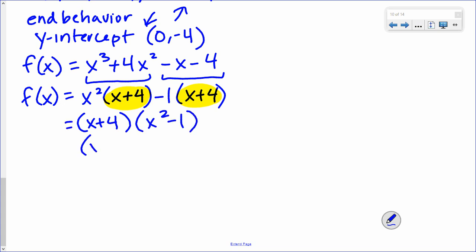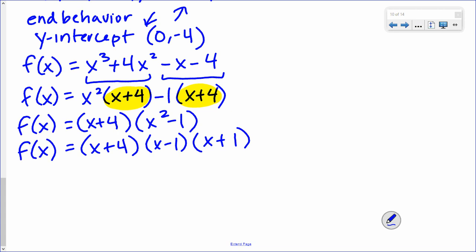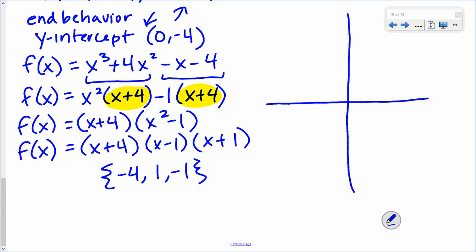And I find that this is also factorable. It's a difference of squares. X minus 1, x plus 1. If you set each one of these equal to 0 to make a mini equation, you find that the roots are negative 4, 1, and negative 1. And I can take all of that information to my graph. 1, 2, 3, 4. Was it negative 4? Yeah. Negative 4, 1, and negative 1. Those are my zeros. I have a y-intercept that I already figured out. It's at negative 4. I know the end behavior goes down from here and up here.